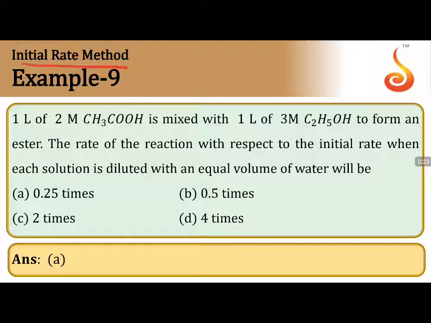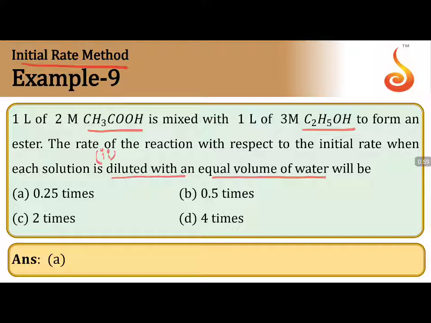So if you take this particular equation, acetic acid is reacting with ethyl alcohol to form an ester. So it is going to be a bimolecular reaction, a second order reaction. The question is the rate of reaction with respect to the initial rate when each solution is diluted with equal volume of water. So this is going to be the second part. The first part is what is the initial rate when acetic acid and ethyl alcohol react. Then what will be the final rate when they are diluted with equal volume of water. So there are two parts to be taken care of in this.